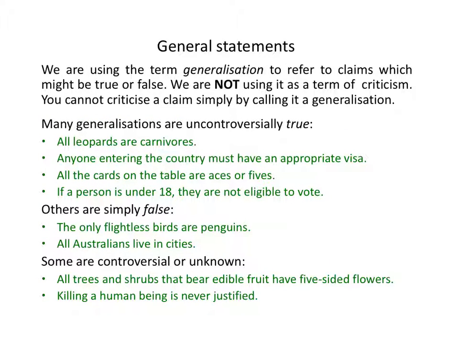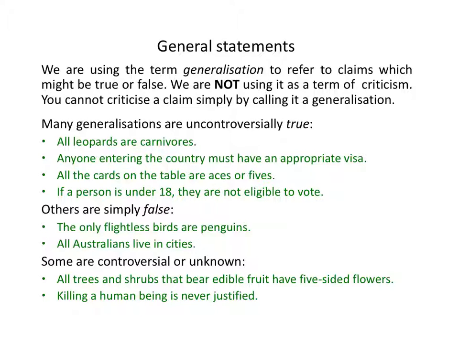Now, sometimes the term generalisation is used as a term of criticism. It implies that the claim being made is false. We are not using the term in that way. Some generalisations, universal generalisations, as we're using that term, are uncontroversially true. For example, all leopards are carnivores, or it might be true of a particular set of cards on the table that they are all aces or fives. Some are false. The only flightless birds are penguins. I already mentioned that one's false. All Australians live in cities.